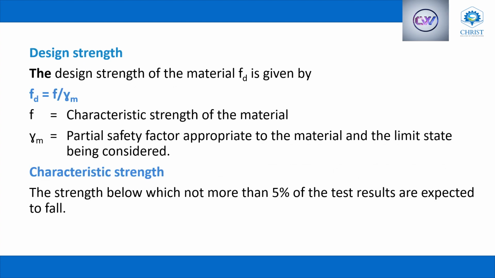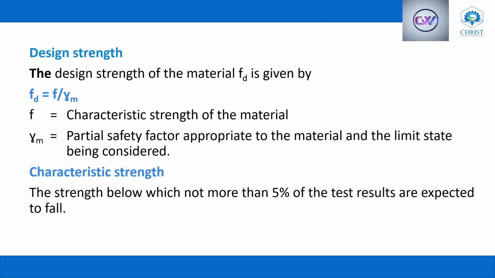Then after design load, we have to look at design strength. The design strength of the material Fd is given by Fd = F / γm, where F is the characteristic strength of the material, and γm is the partial safety factor appropriate to the material and the limit state being considered. So for different kinds of limit states, such as the limit state of serviceability and limit state of collapse, different constants are considered.